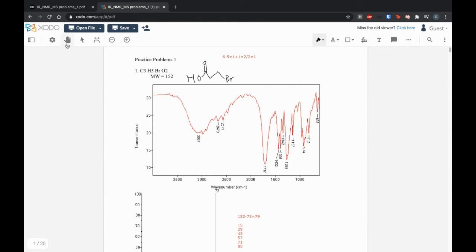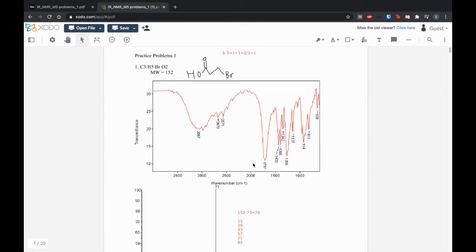Okay, there we go. All right, so let's double check our work. We have 3 carbons, 5 hydrogens, 2 oxygens, 1 bromine, so that works. Our IR, we have a carboxylic acid here, we have a carbonyl peak here, all of that fits. Molecular weight should fit as long as we have the right formula.